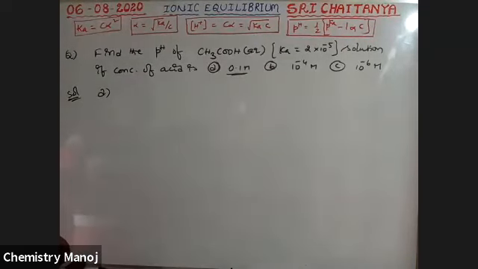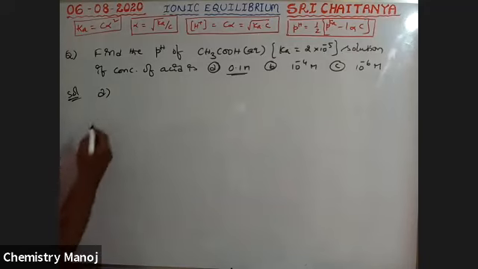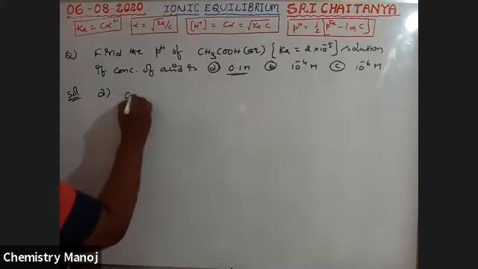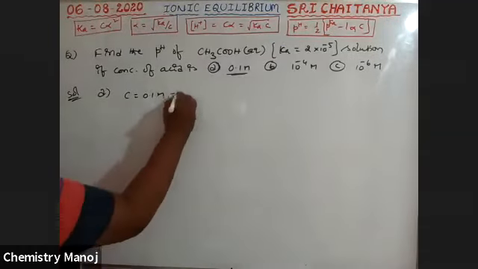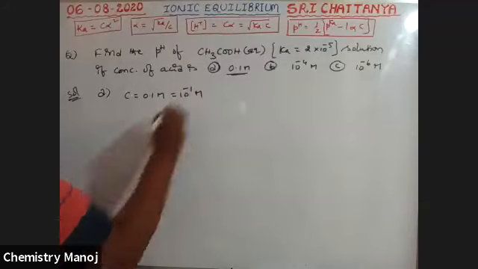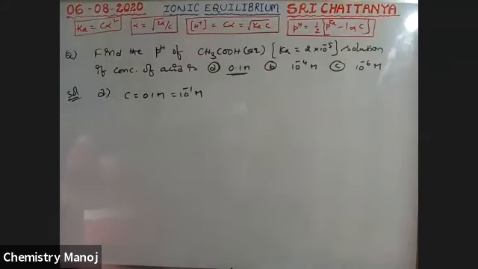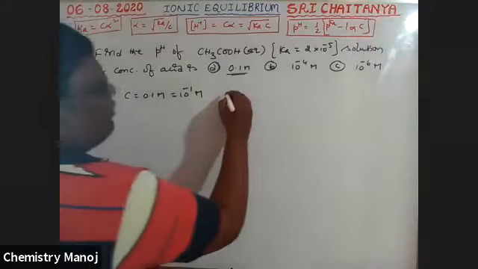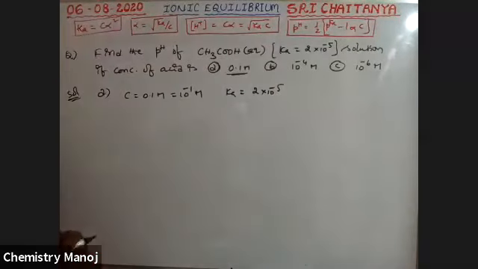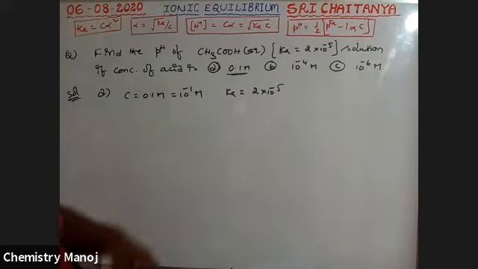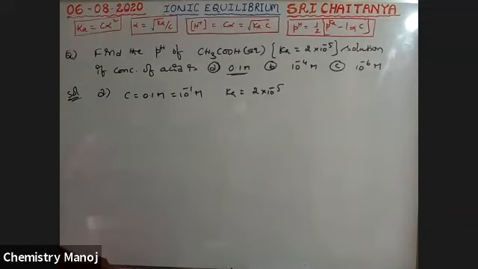CH3COOH concentration is 0.1, that is C is equal to 0.1 M, which is equal to 10 power minus 1. Given Ka value is equal to 2 into 10 power minus 5. So these are the given conditions. First case: you want to calculate pH.